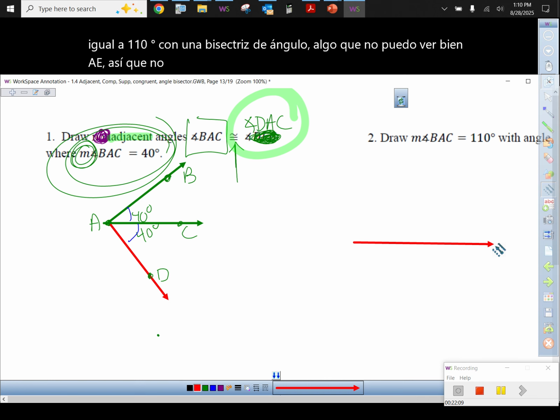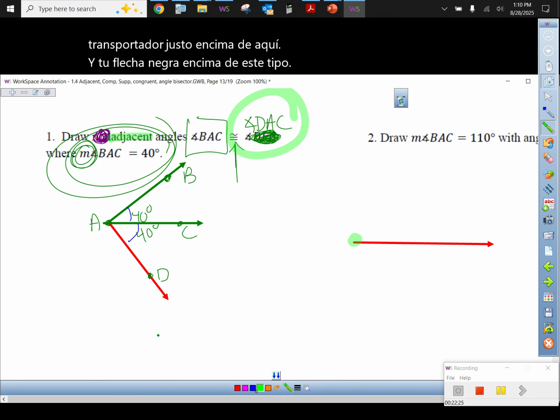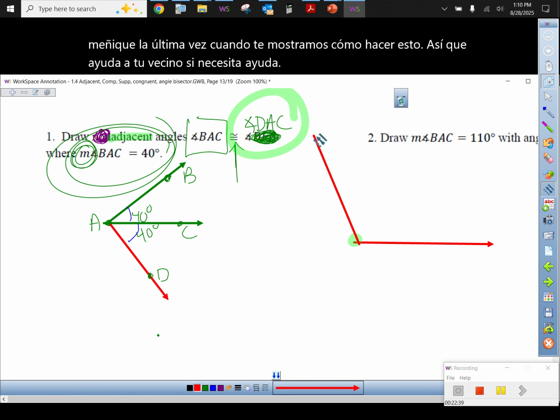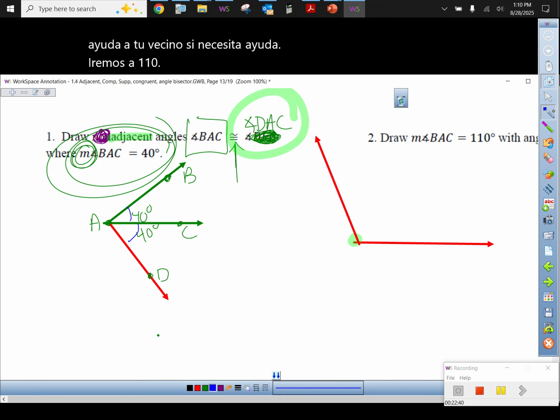Let's measure this one. This one's easy to do with our protractor. Put the hole of your protractor right on top of here, and your black arrow on top of this point. The hole of your protractor goes here, and the black arrow goes there. And we'll go to 110 and put a tick mark. Help your neighbor. Some of us were gone last time when we showed you how to do this, so help your neighbor if they need help. We'll go to 110, and we'll call it angle BAC. I will help you too in a moment if you need help.